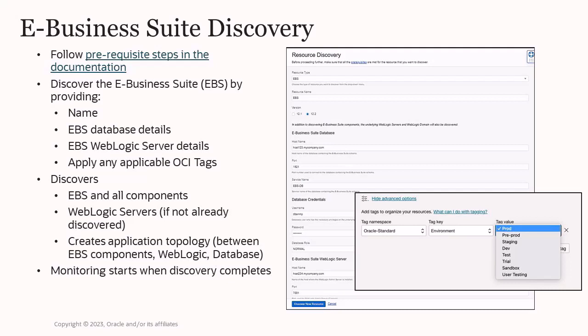But to discover an EBS, you give it a name, database details, WebLogic details, any OCI tags. And now this thing is going to go out and it's going to discover your WebLogic. It's going to discover your EBS, your WebLogic servers, your concurrent managers, all those pieces, and build all of those relationships inside of that, for that navigational topology.